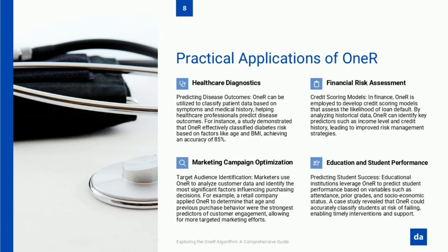Now picture the marketing world. Marketers are constantly trying to understand what drives customer purchases. A retail company once used OneR to analyze customer demographics and purchase history. By generating rules such as, if age is under 30 and made a previous purchase, then likely to purchase, they optimized their campaigns. The result? A 25% increase in conversion rates and a 15% boost in overall sales within just 3 months. OneR provided actionable insights without the need for complex models, proving that simplicity can drive results.